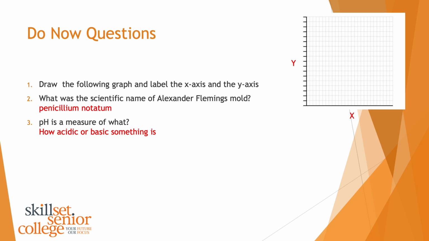Number 3, pH is a measure of what? pH is a measure of how acidic or basic something is. So if something is very acidic, it has a low pH. If something is really alkaline or basic, it has a higher pH. And the middle is 7, and that's pure water. So if you're above 7, you'd be considered basic or alkaline. If you're below 7, acidic.